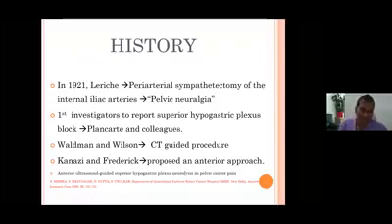In 1921, Leriche applied periarterial sympathectomy for dysmenorrhea, and lastly the name pelvic neuralgia was given by Leriche due to the severe pain of dysmenorrhea, due to the sympathetic innervation of this nerve.